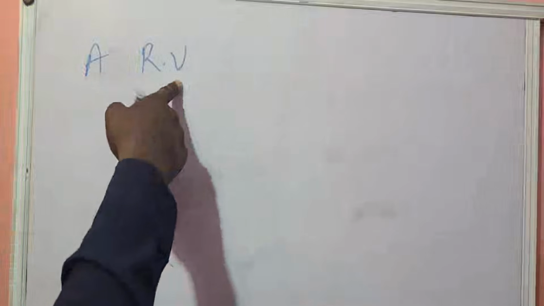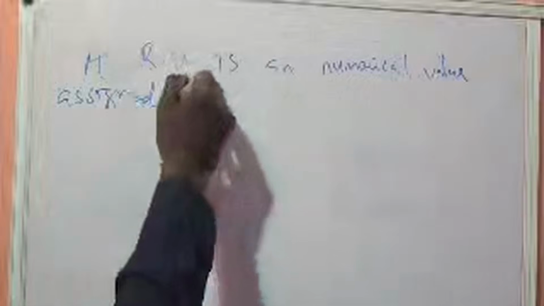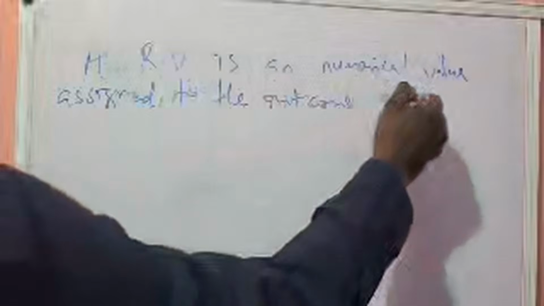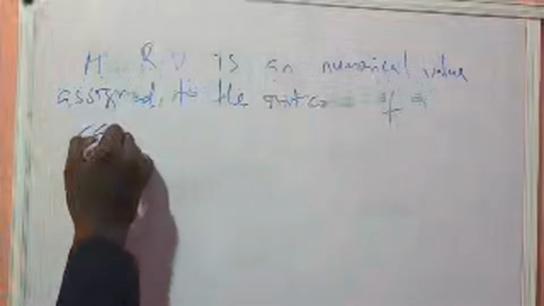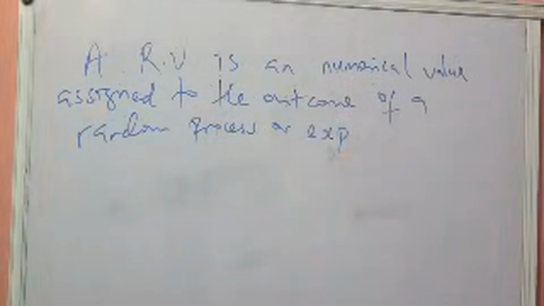Just for context sake, for random variable we would often use the short form RV. It's a numerical value assigned to the outcome of a random process or experiment. All right.